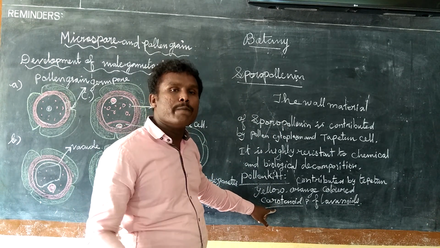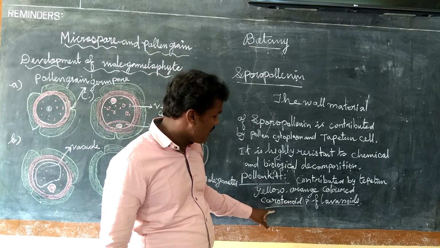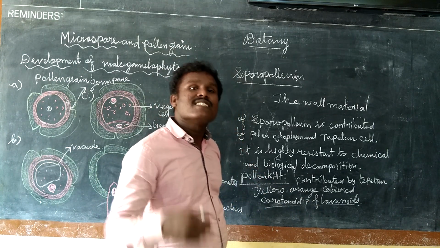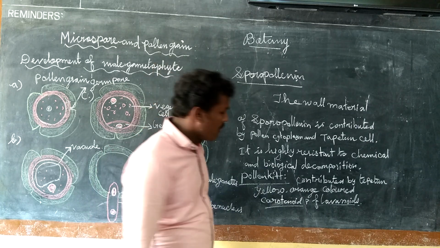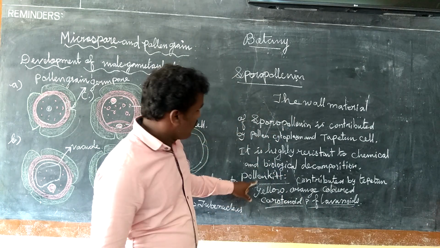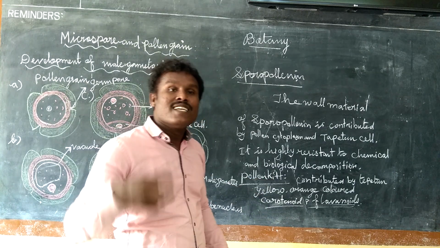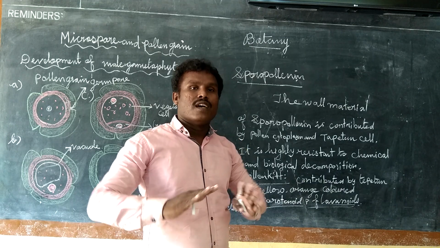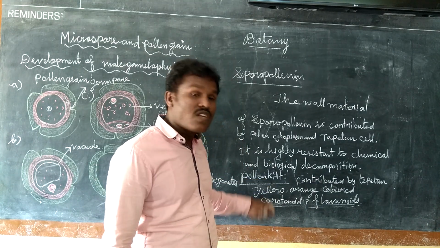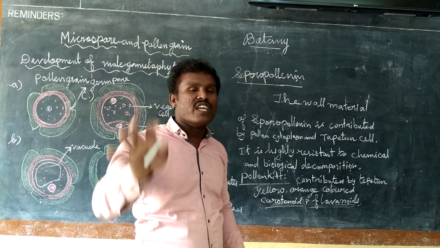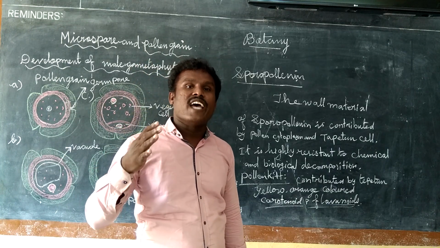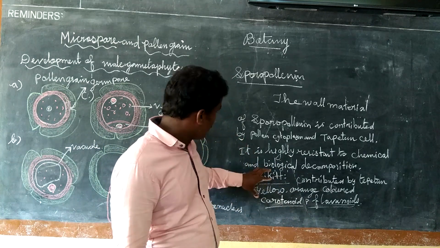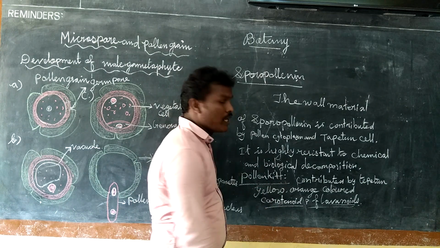Carotenoid is a coloring pigment. Yellow and orange color is obtained from the carotenoid pigment. Flavonoids are plant secondary metabolites. So this pollen kit material is thin and viscous. It is present on the surface of the exine layer, which also prevents damage from UV radiation, and it attracts insects for pollination. So this is a special feature regarding pollen kit material.